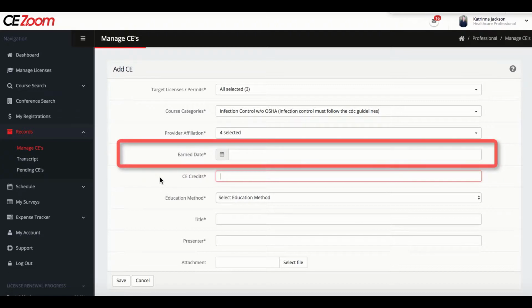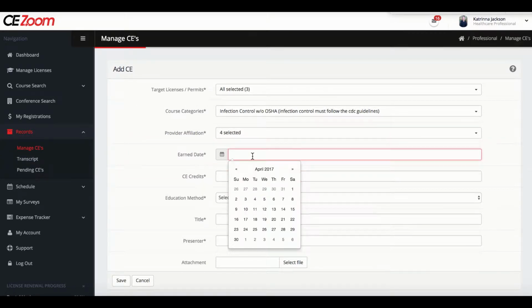Earn date. This is the date you attended the CE course you are inputting. If you are entering a course that was part of a multi-day conference, you will pick the date associated with the single course you are entering. We do not have the option to select a multi-date range.